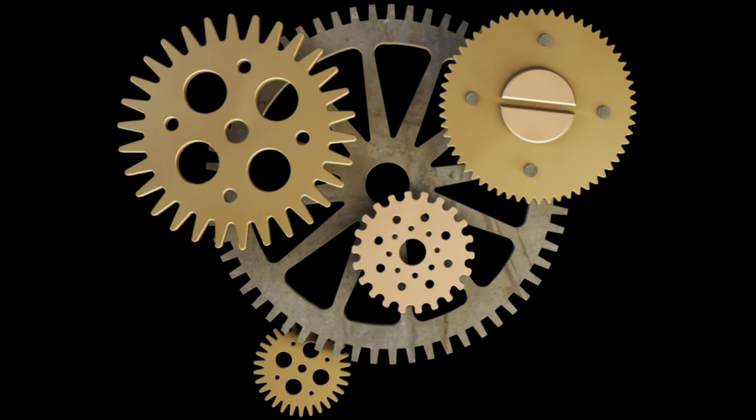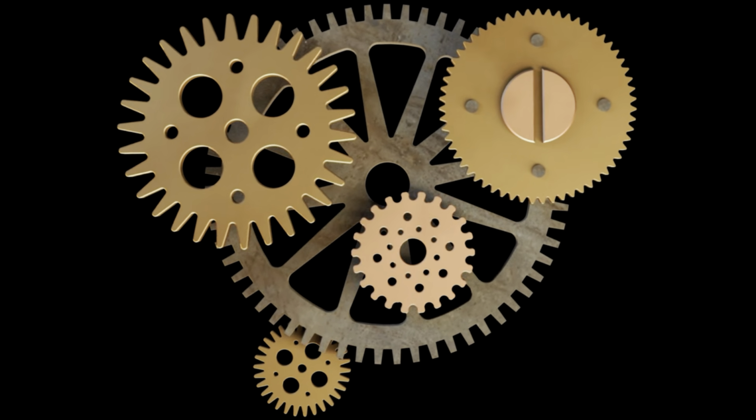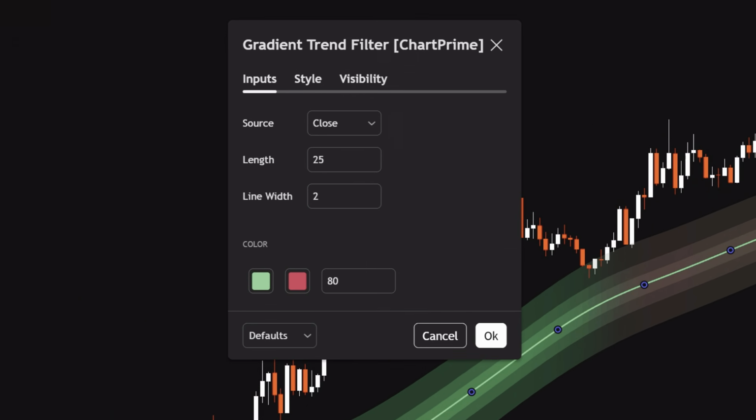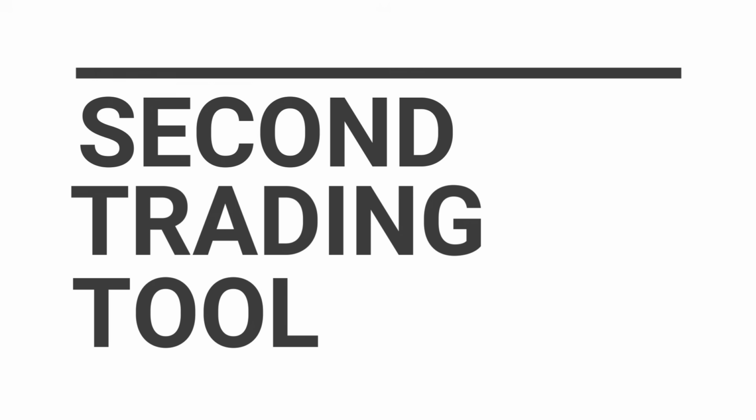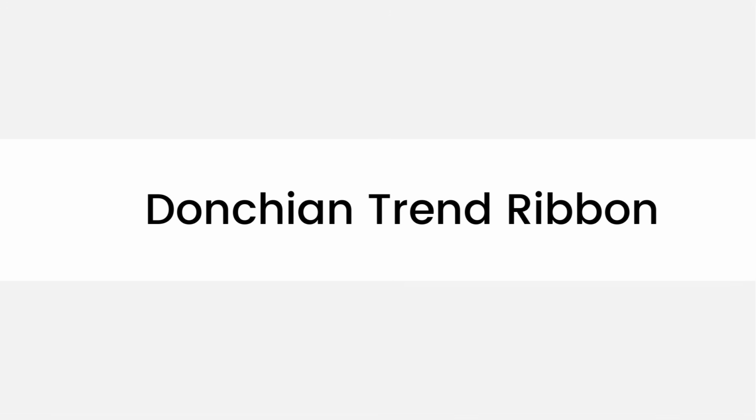Before moving forward, apply these settings to the Gradient Trend Filter. Length 27, line width 3. Now let's add the second piece of the puzzle, the Donchian Trend Ribbon.